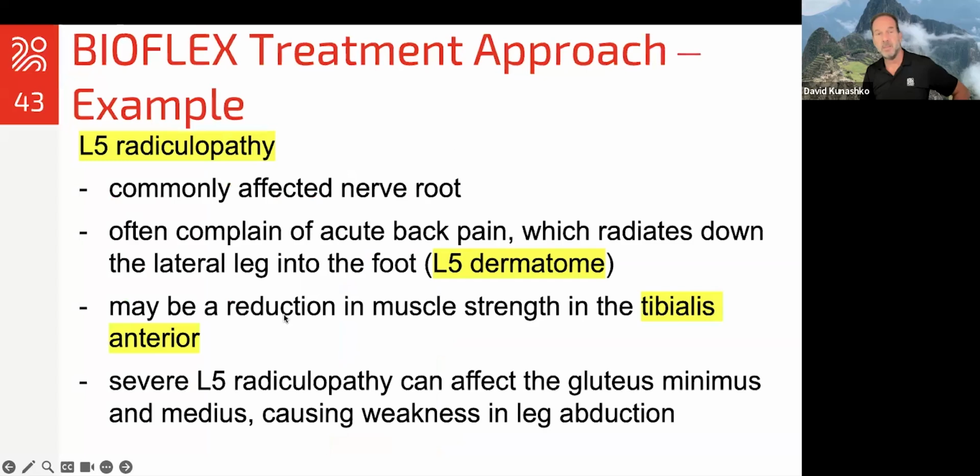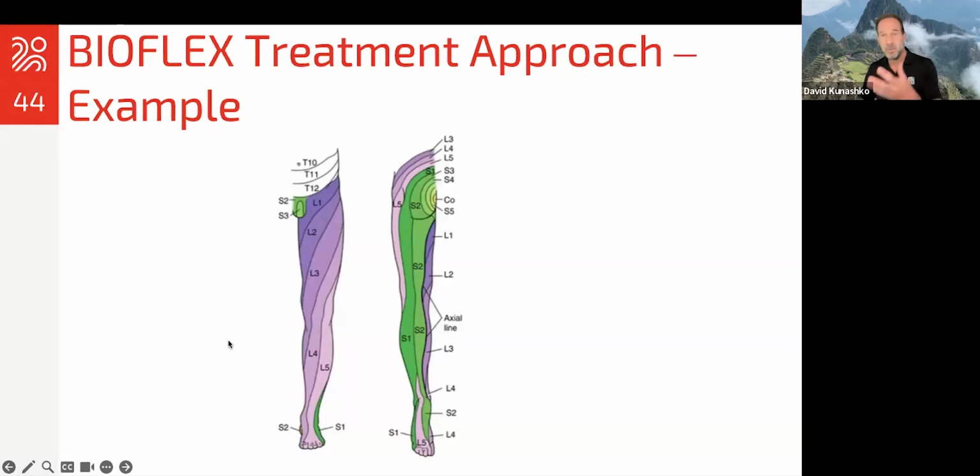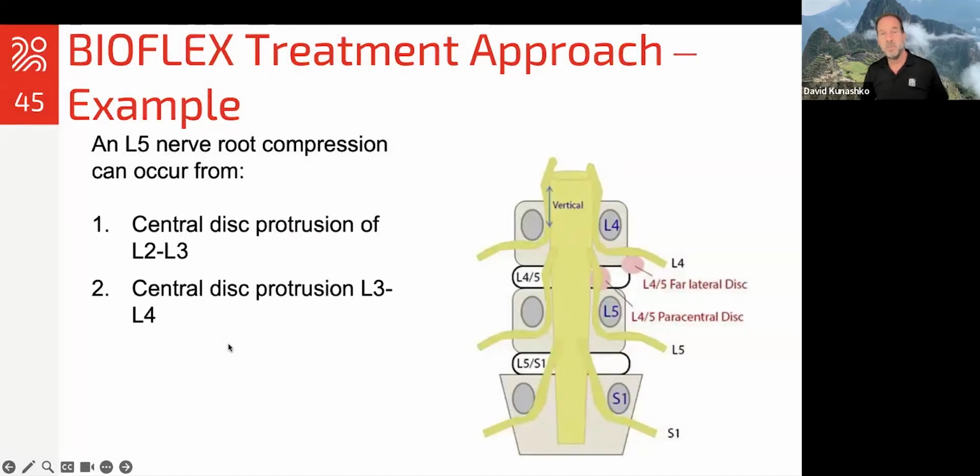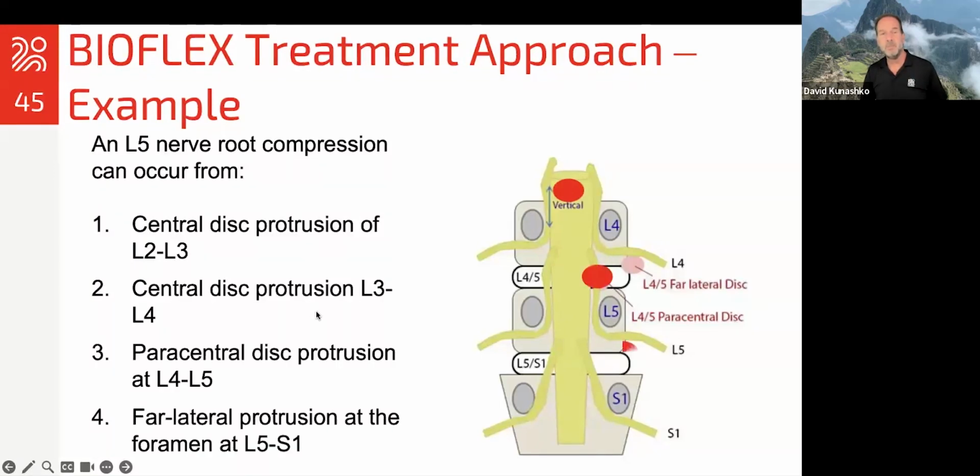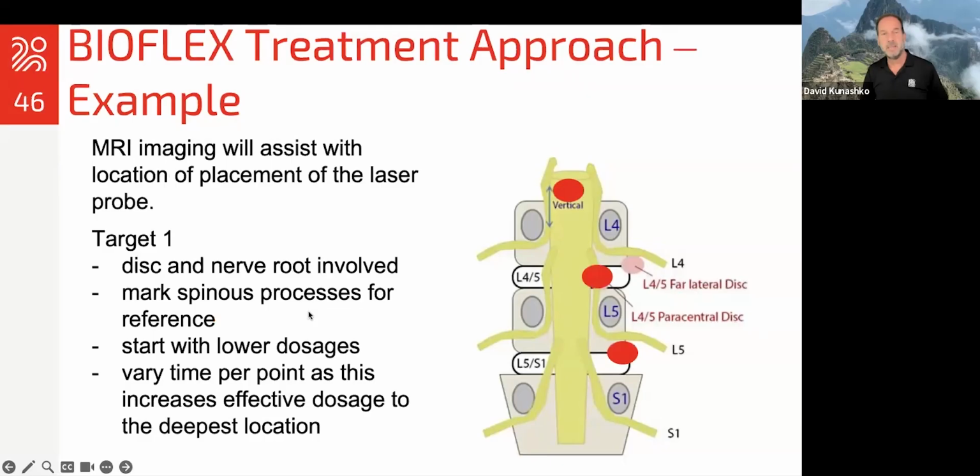Whoops, let me back up a bit there. So for example, an L5 radiculopathy, I know we're just at the end point of the lecture. This is obviously a commonly affected area, and we all know the pathway of it, where it's going down and where you're going to have the pain and paresthesia. So we know the nerve root compression, what can cause that and where it's located. Sorry, guys, I'm going a little bit faster, but we all know the anatomy here. So I'm just going to skip through that.